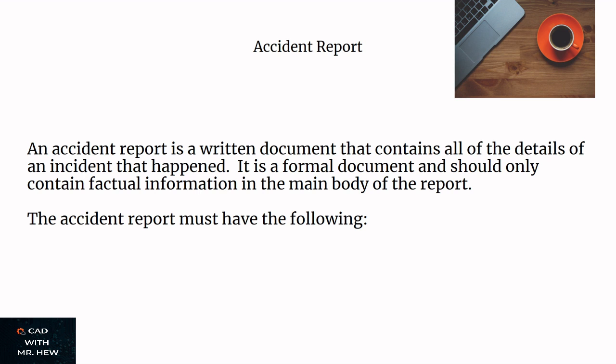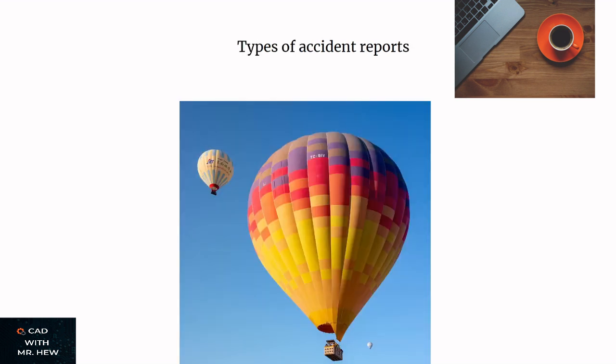So the accident report must have the following. Depending on the type of accident that occurred, it will determine the format or the types of information that will be included in the report. Can you guess a situation where you would have additional information being presented in this accident report?